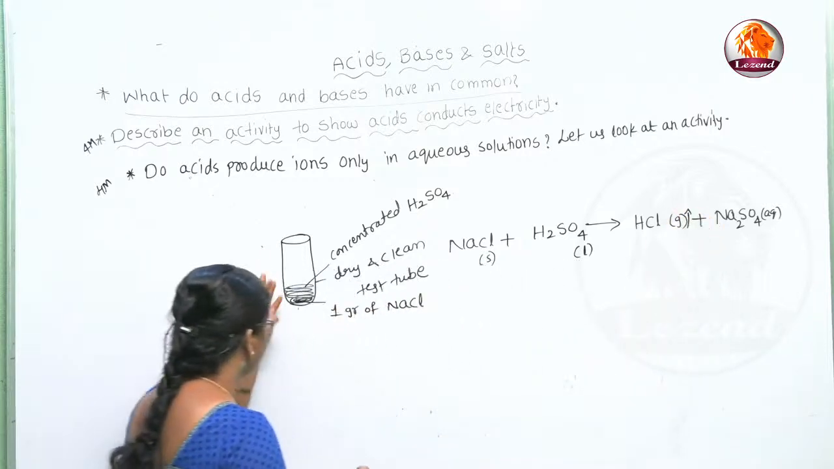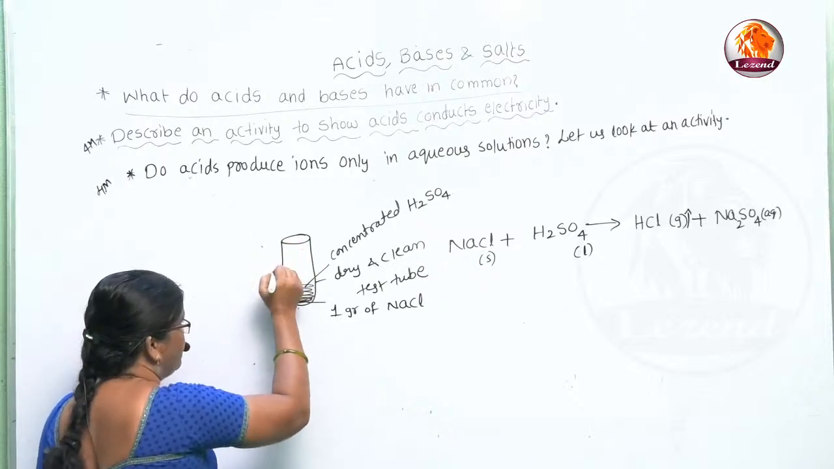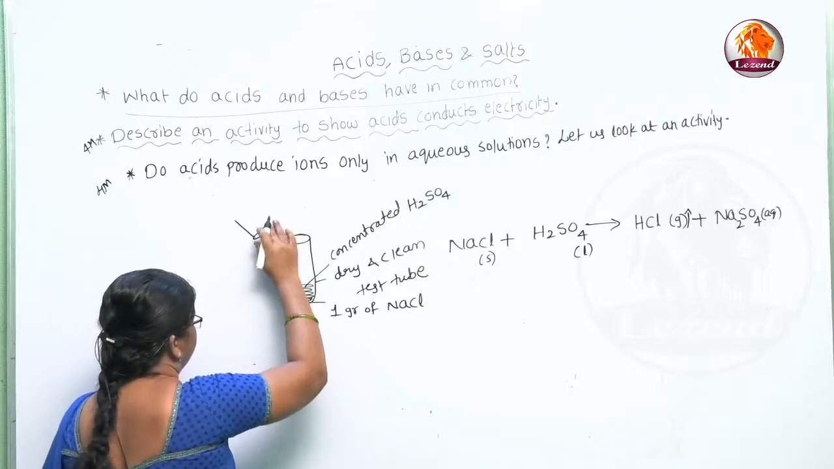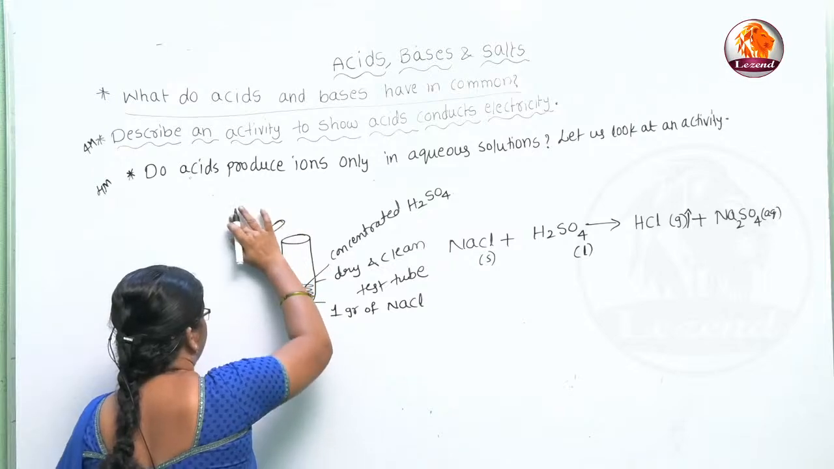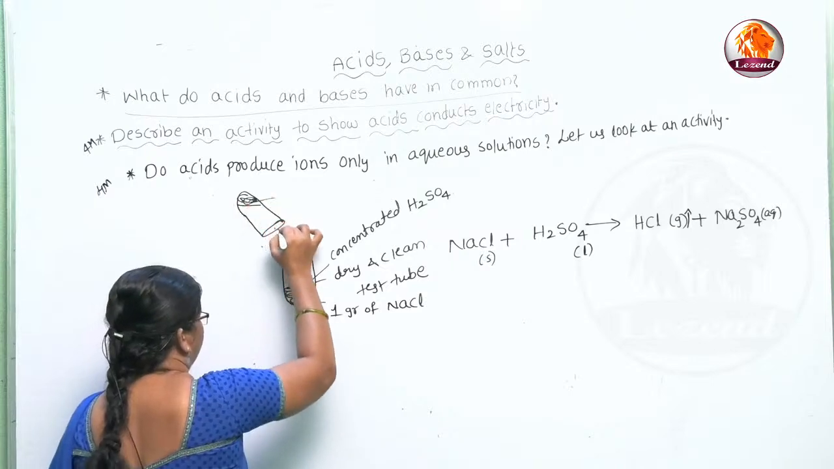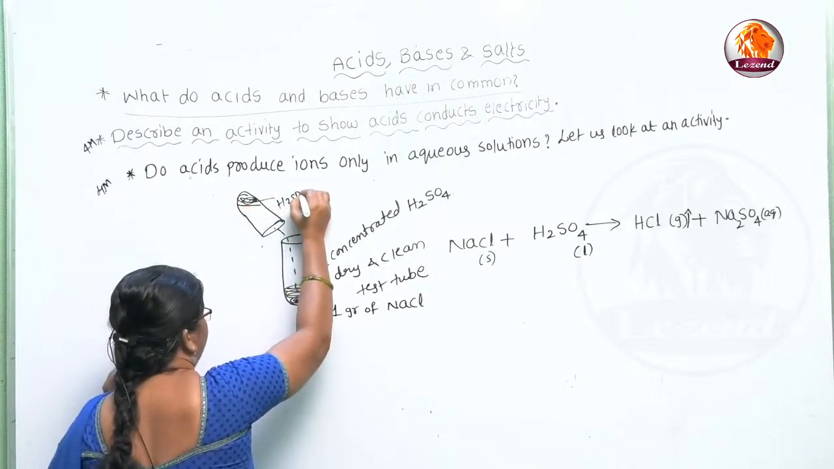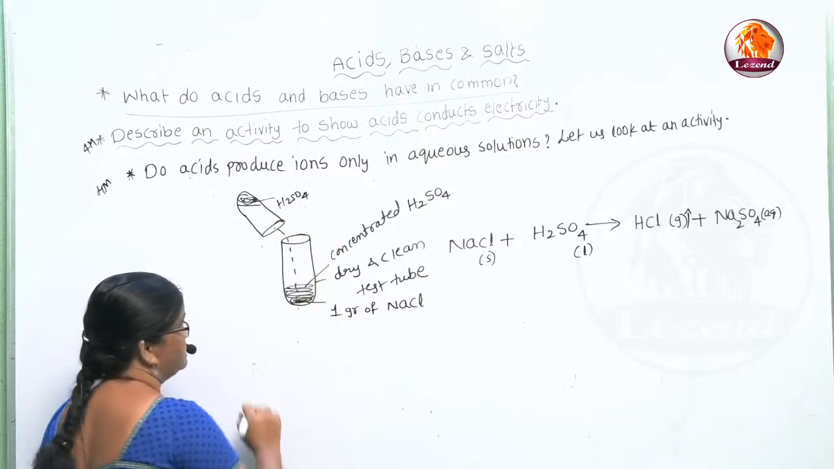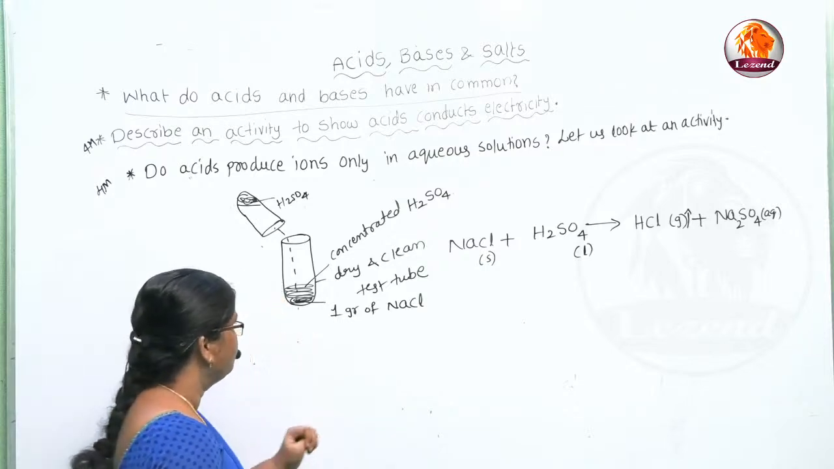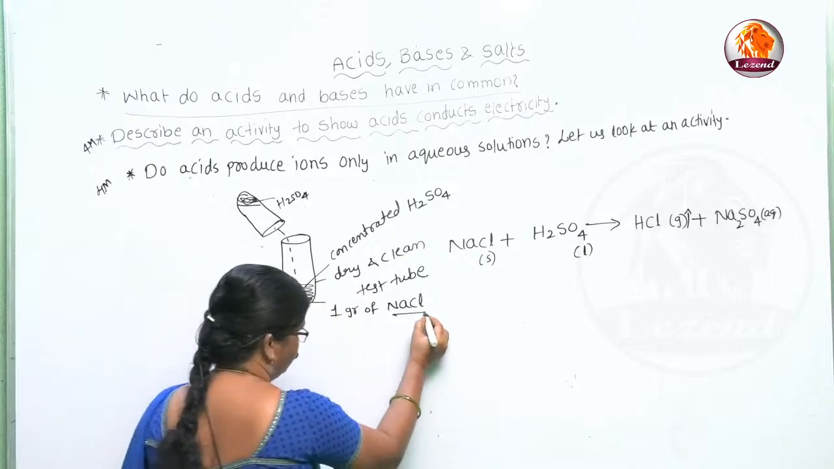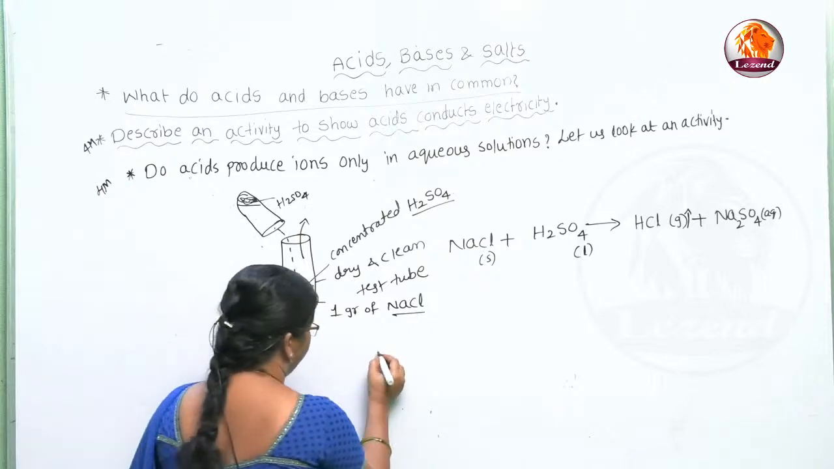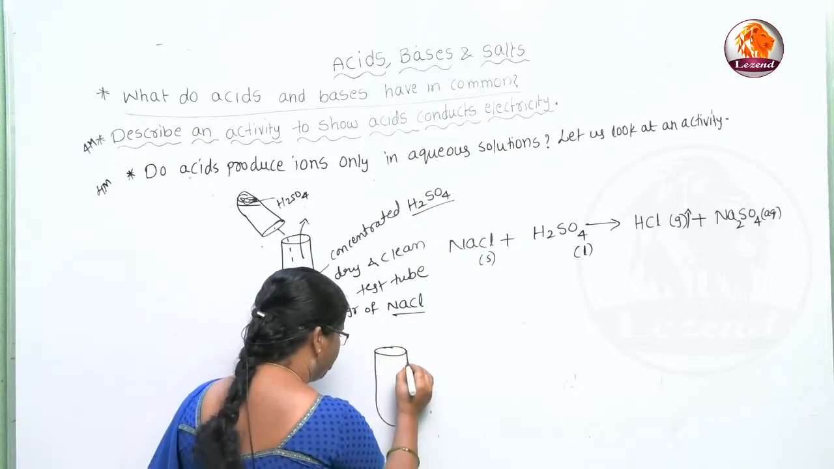Hydrochloric acid gas. So at the mouth of the test tube, we have to test here. The sulfuric acid we have to pour slowly. Concentrated sulfuric acid we have to add to the test tube of 1 gram of sodium chloride. So now the gas evolves. When the chemical reaction takes place between sodium chloride and sulfuric acid, the gas evolves. That evolved gas we have to test with the same test tube again.